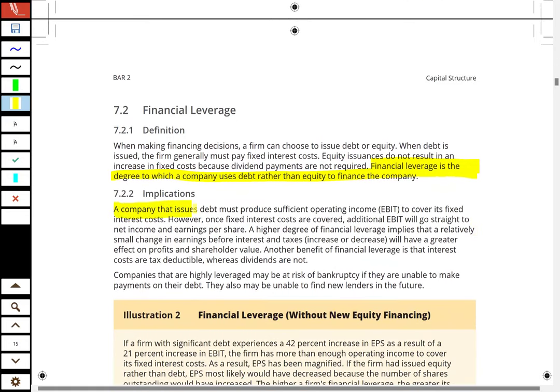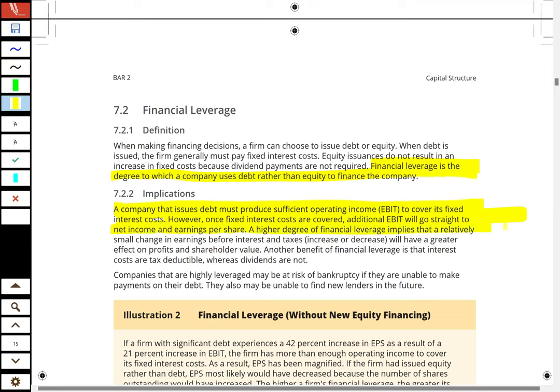So a company that issues debt must produce sufficient EBIT to cover its fixed interest costs. However, once fixed interest costs are covered, the additional EBIT will go straight to net income and earnings per share.